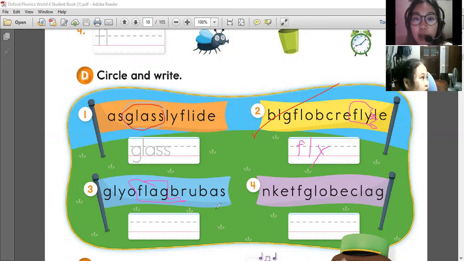Okay, flag is correct. Good. Yes. Now let's write. Let's write the word flag here.